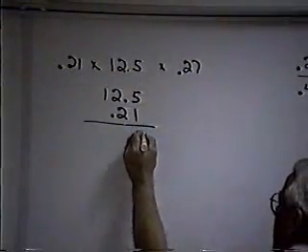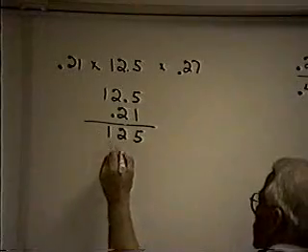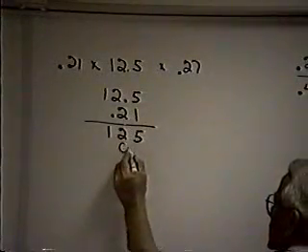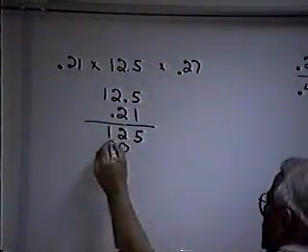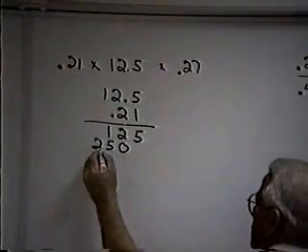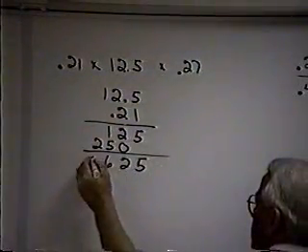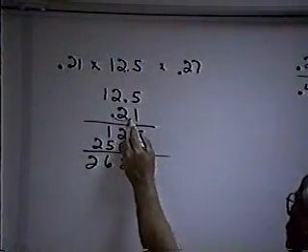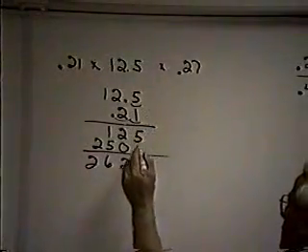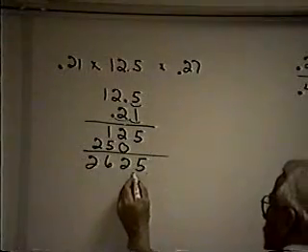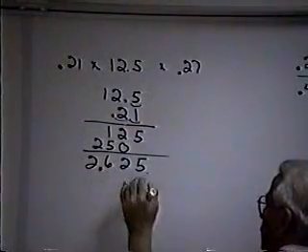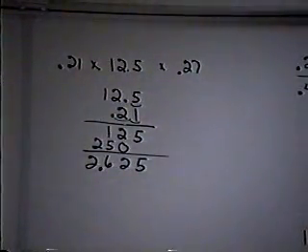1 times 5 is 5, 1 times 2 is 2, 2 times 5 is 10, carry 1, it's 5, and 2 times that. And I add, I get 5, 2, 6, 2. Come up here and count, 1, 2 decimal places, 1, that adds up to 3. So start here and go 1, 2, 3.